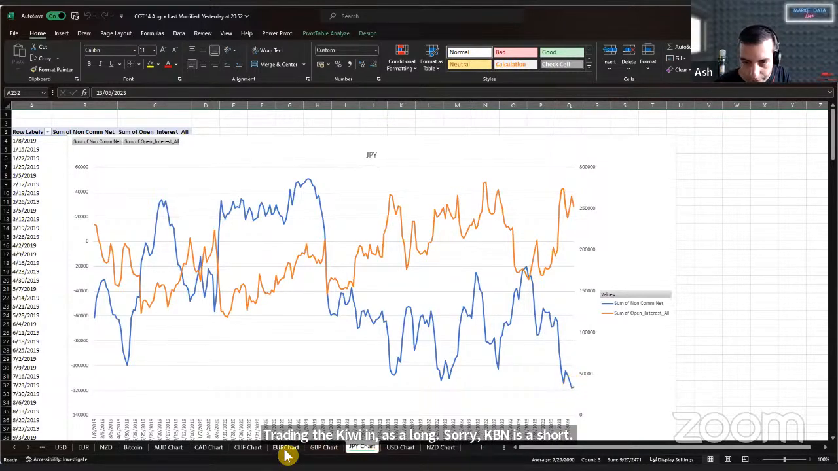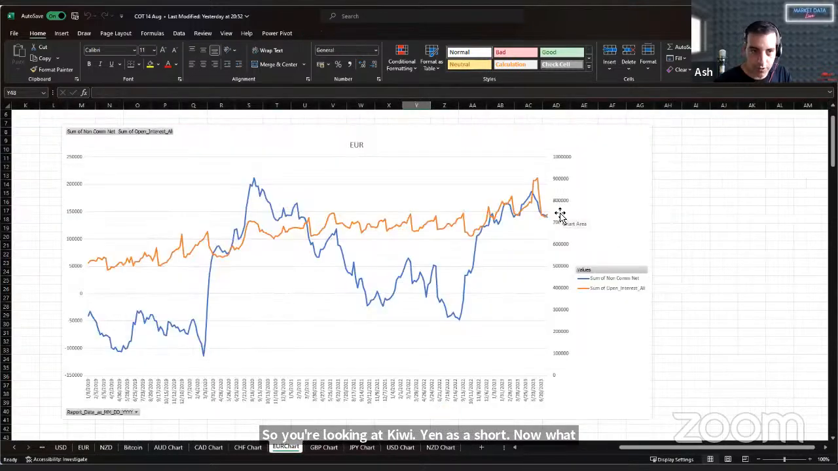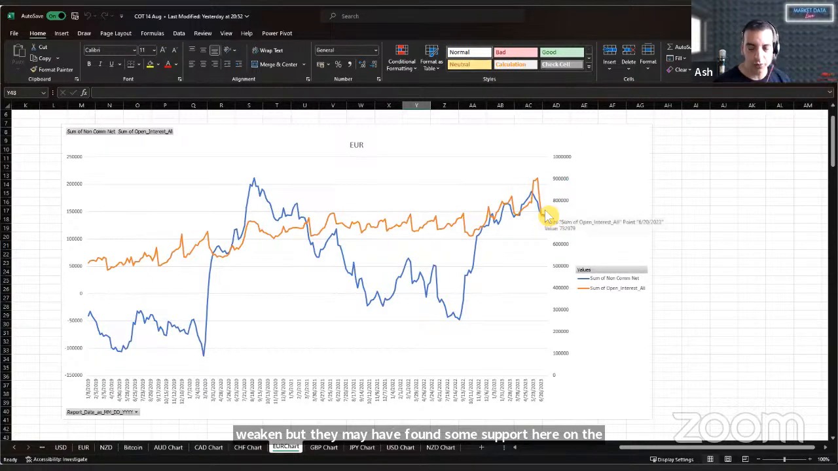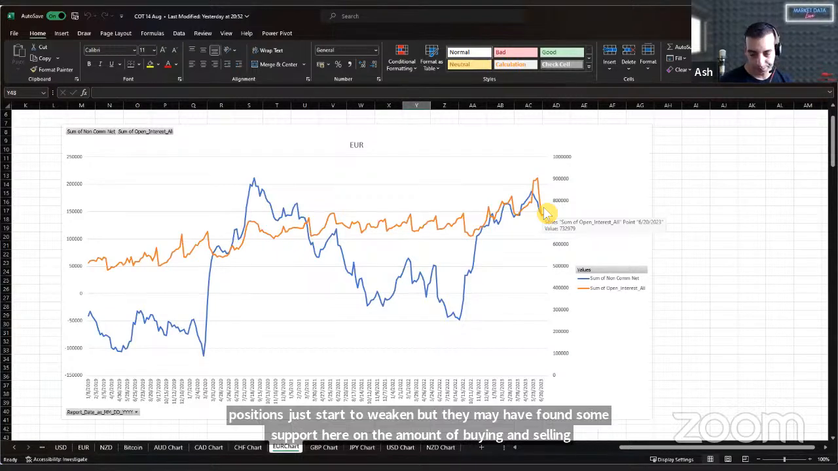Now, what about the euro? Because the euro Kiwi is another potential long. So we're looking at Kiwi short possibly here. Well, the open interest has died down a little bit. So there's not as much interest in the euro, and we are starting to see the positions just start to weaken. But they may have found some support here on the amount of buying and selling. So this doesn't really put me off. It wouldn't put me off too much going for a euro Kiwi long.